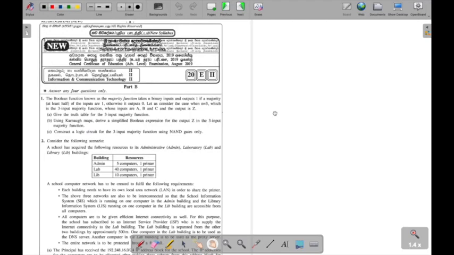I hope you all are doing well, and today in the class we are going to discuss the GCE A level paper of 2019. Since we have already done the MCQ, I'm going to discuss part B.